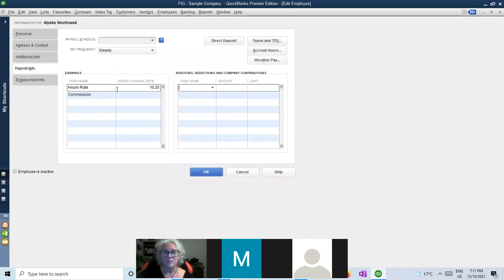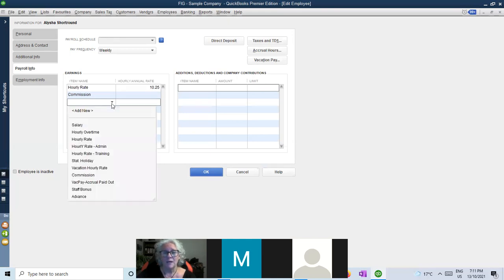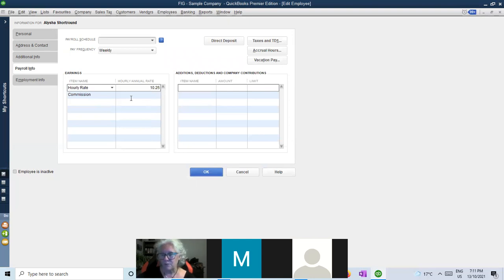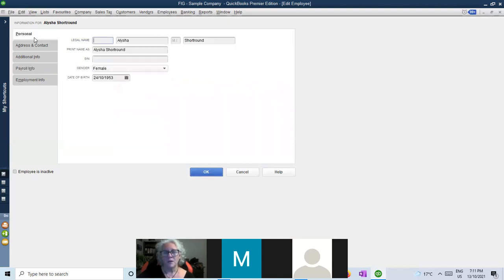So if I have additions, there's my hourly rate. If this person gets commission, if this person gets a bonus, I would be adding bonus here. And then you don't have to put a default amount in. You can just change that on the paycheck. But if I have deductions like extra tax, there's an auto allowance where it's going to be deducted. Usually auto allowance is over here in the earnings, but this is where you can set it up if it's a default per employee.